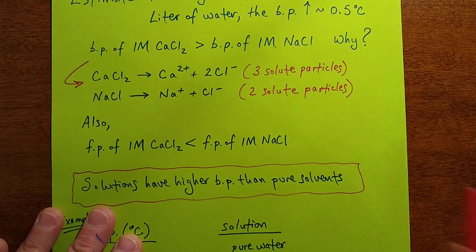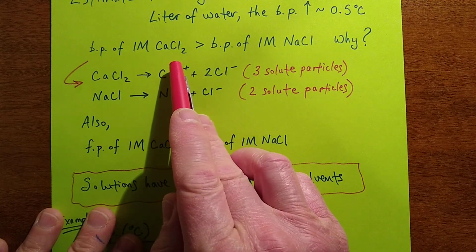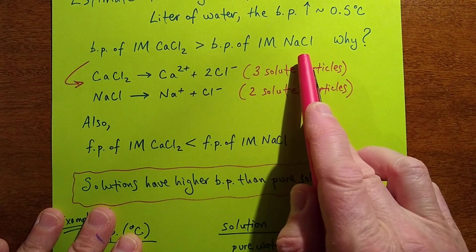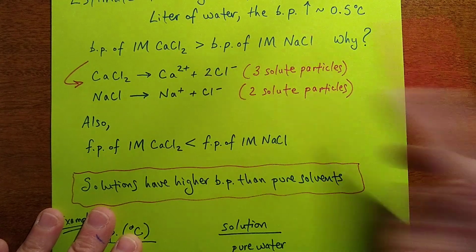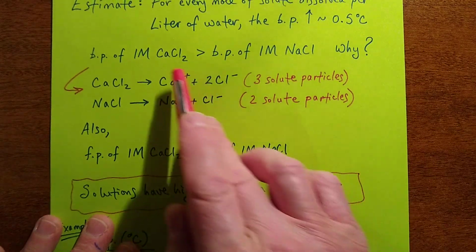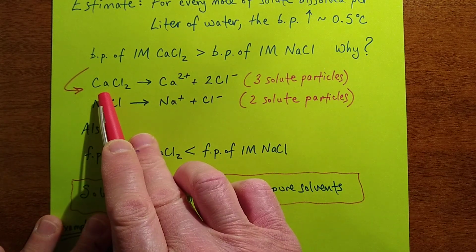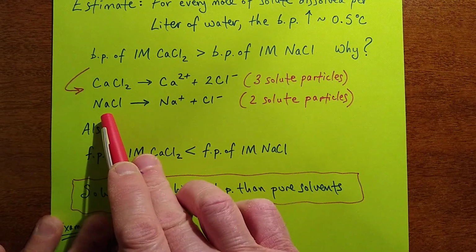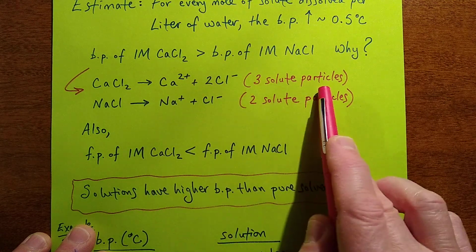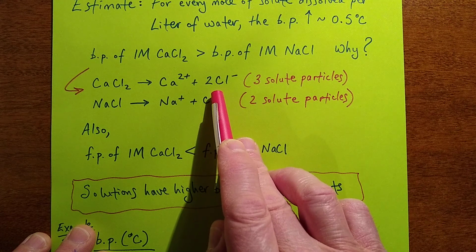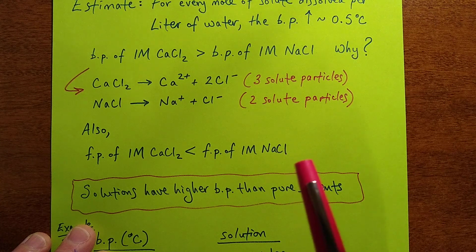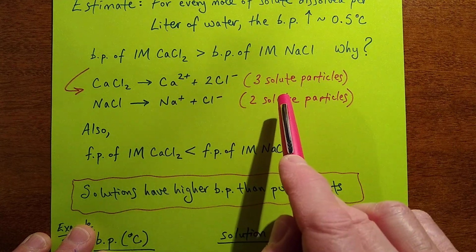So this explains, for instance, why the boiling point of calcium chloride solution, if it's 1 molar, is going to be higher than the boiling point of 1 molar sodium chloride. You might think, well, won't they have the same boiling point because this is an ionic compound and that's an ionic compound? But if you look carefully, calcium chloride has the formula CaCl2, sodium chloride is NaCl. When CaCl2 dissolves, it breaks apart into 3 particles, 1 calcium ion and 2 chloride ions. So that's a total of 3. That's the most important part of this whole effect. It's how many particles you create.